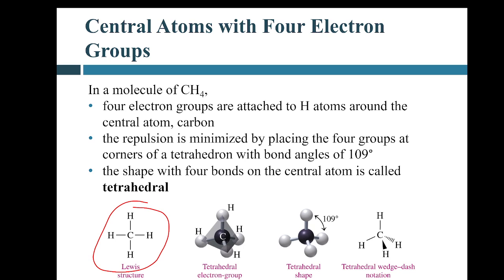Okay, so right here we have, again, the electron geometry. We have 4 different groups. This is going to be tetrahedral electron geometry. It will be tetrahedral for its molecular geometry as well, because there are no lone pairs.